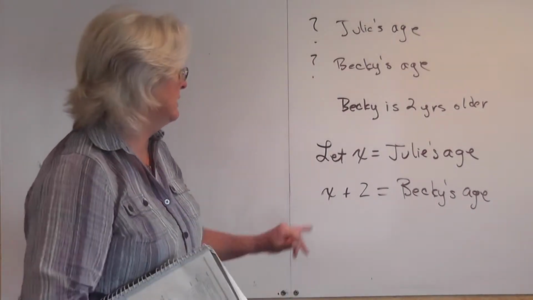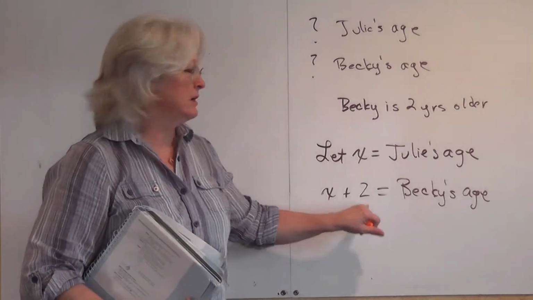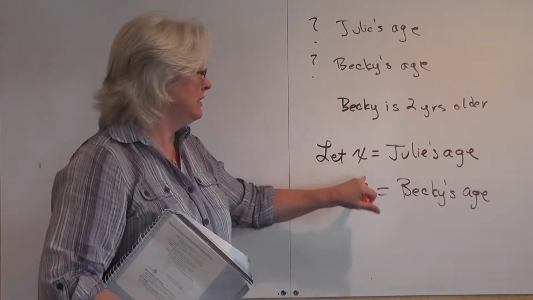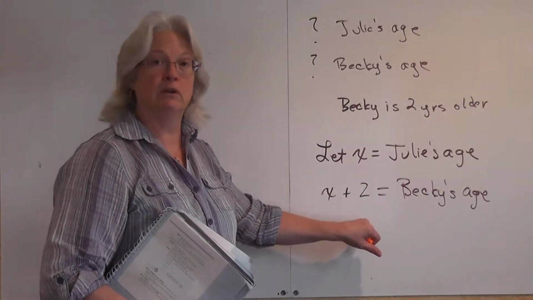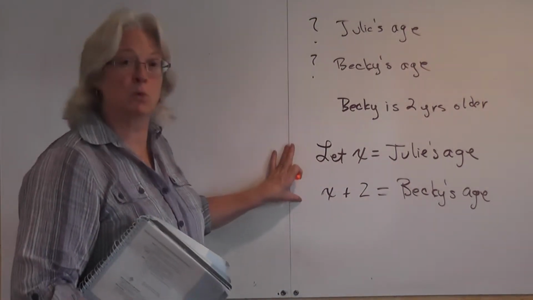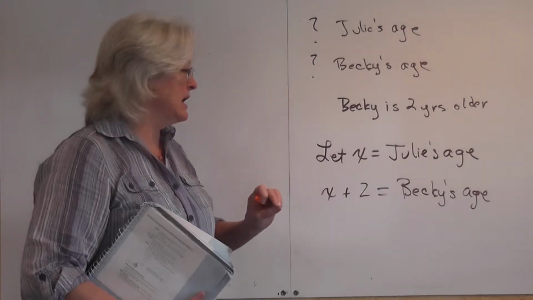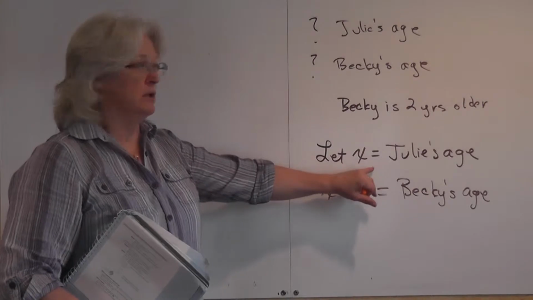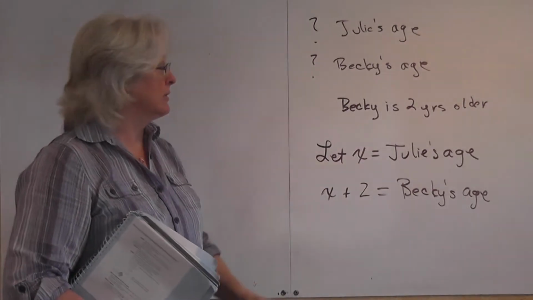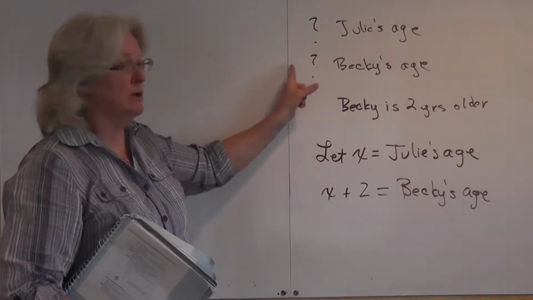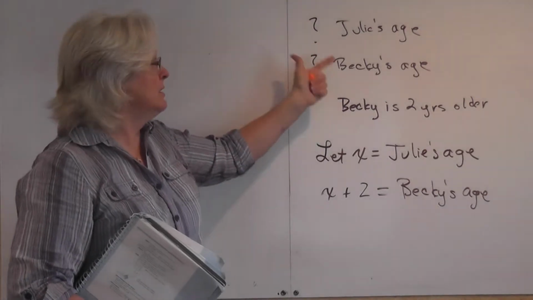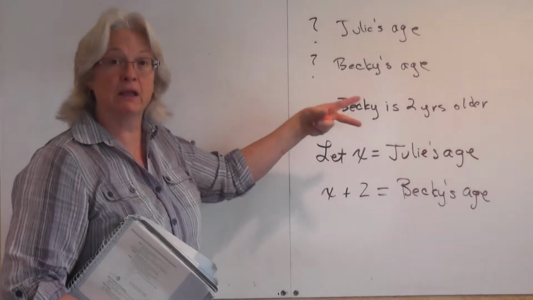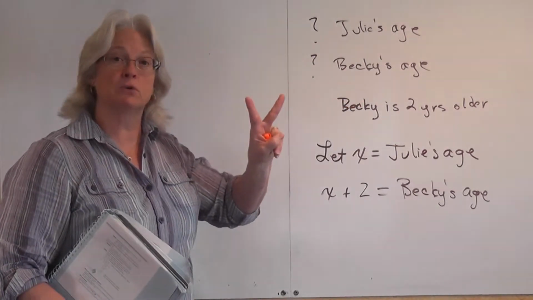It doesn't matter how old Julie is. If she's 1, Becky's 3. If she's 217, which she isn't, but if she's 217, Becky's age would be 219. This is what they're referring to when they say express one unknown in terms of another. We have two unknowns here, don't we? We don't know what Julie's age is, we don't know what Becky's age is. We have two things that we're trying to figure out.